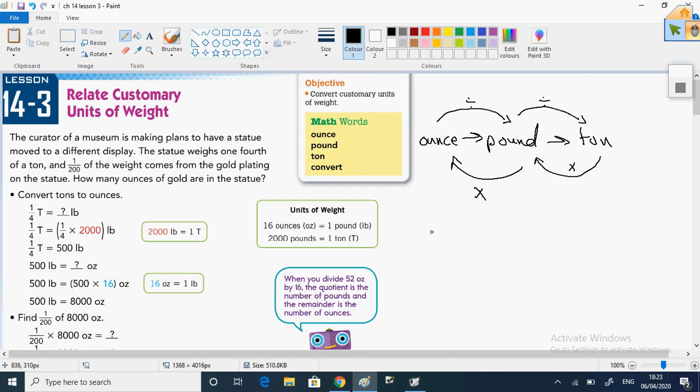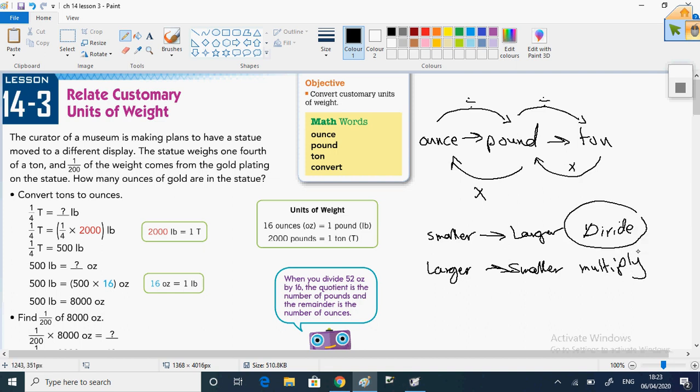So I will use the same procedure and the same rule. If I am going to convert from smaller to larger, we have to divide, but from larger to smaller, we are going to multiply. You have to keep in your mind when we have to divide and when we have to multiply.